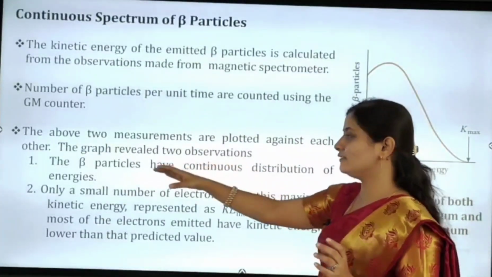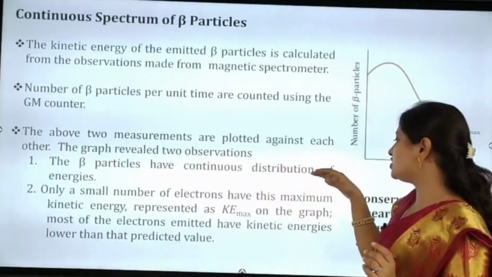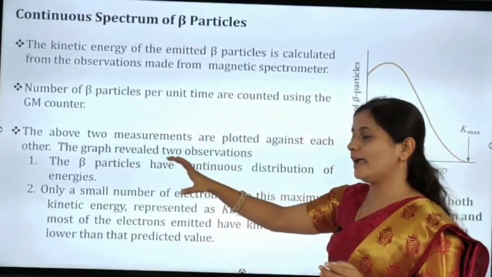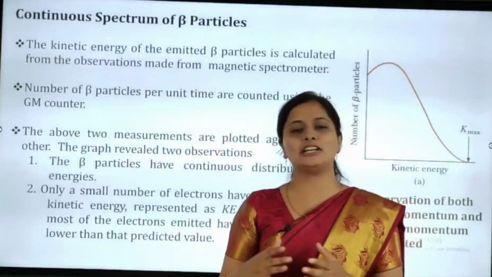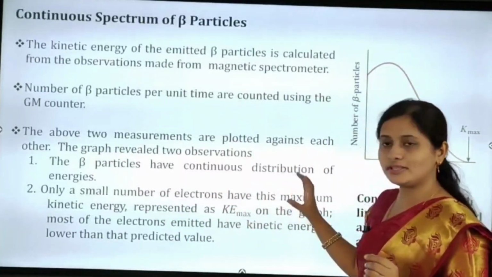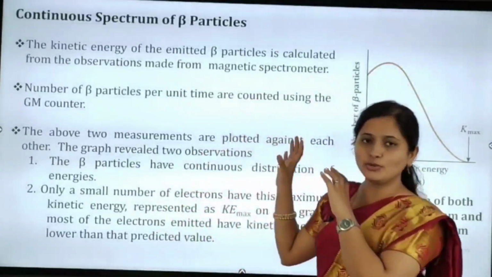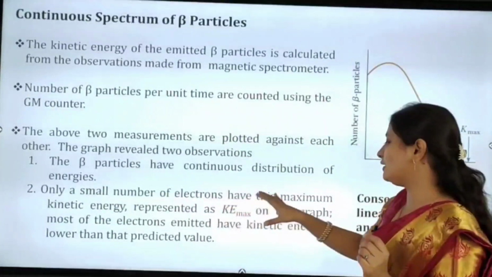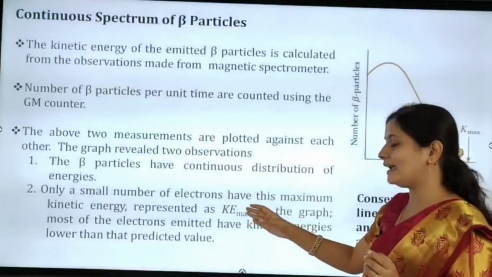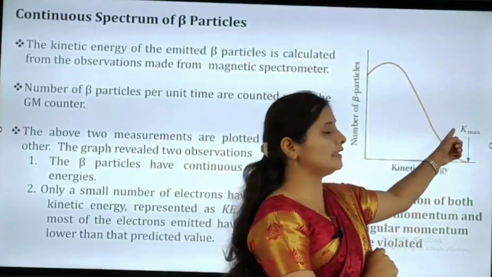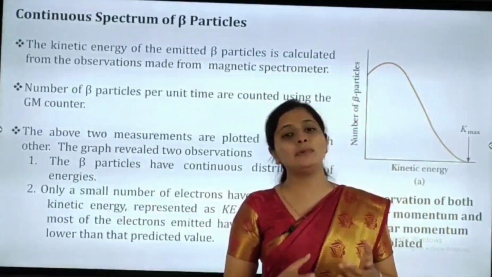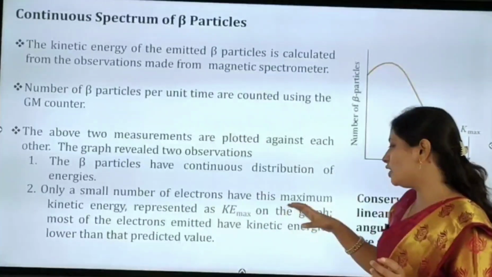First, the beta particles have a continuous distribution of energies. Second, only a small number of electrons have the maximum kinetic energy, represented as K max. We can indicate K max on the graph; it is the one electron that has the maximum kinetic energy.